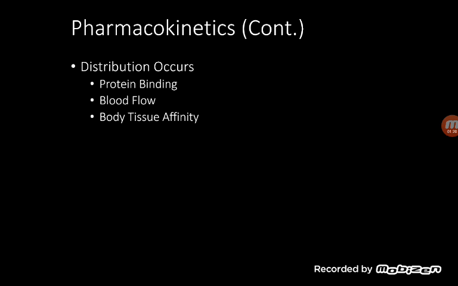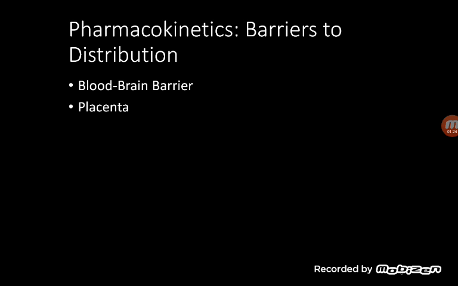Distribution occurs through protein binding, blood flow, and body tissue affinity. Barriers to distribution include the blood-brain barrier and the placenta.